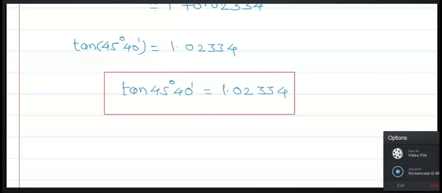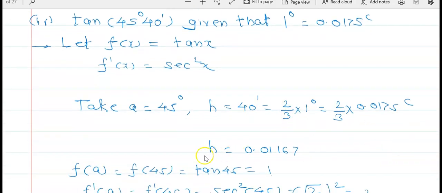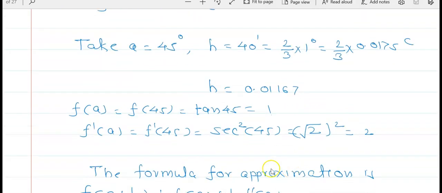See this again here. That is tan of 45 degree and 40 minutes. The function is tan x, and its derivative. The value of h is 40 divided by 60, which is 2 by 3 degree. We get the value of h as 0.01167, and f of a is f of 45, tan of 45 is 1. f dash, the derivative of tan, is sec square 45, root 2 bracket square, that is 2.